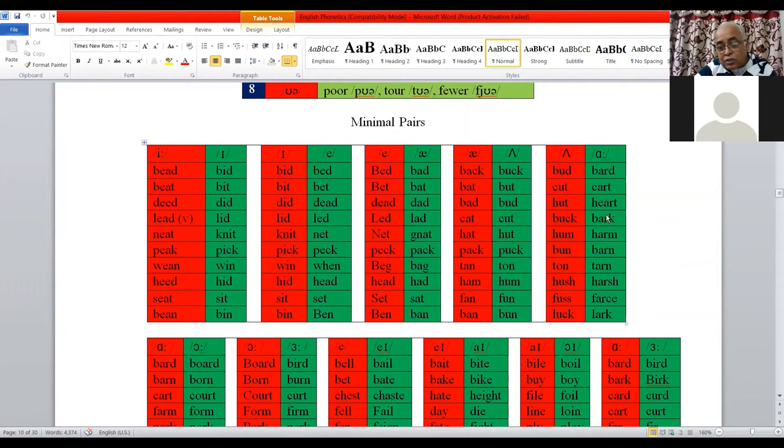See all these R's. Before this R, there is a vowel sound, but after this R, there is a consonant sound. So the R will not be pronounced. If it is preceded by a vowel sound and followed by a consonant sound or no sound, the R will not be pronounced. Bard, cart, heart, bark, harm, barn, turn, harsh, fast, lark.